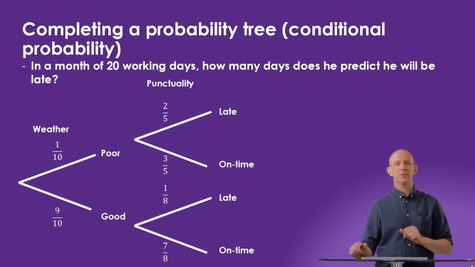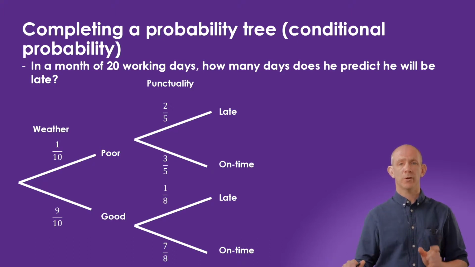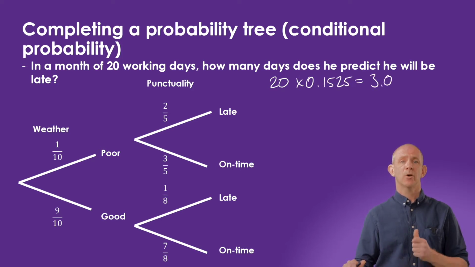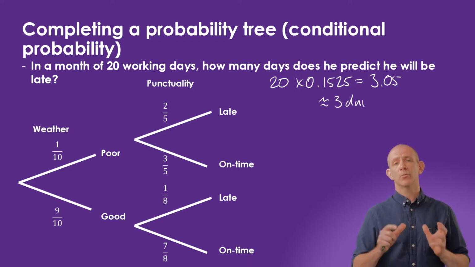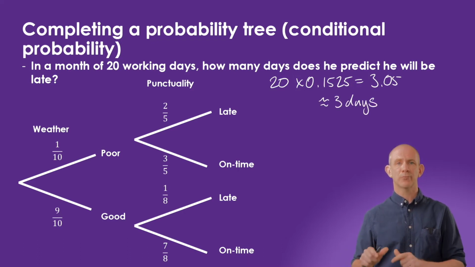Now we're asked how many times out of the 20 work days that he'll be late. And we can use the probability that we've just worked out, multiply it by 20 to predict that. We'll multiply 20 by 0.1525 to get 3.05. So he'll be late roughly 3 days in the month. So the answer to the question is that we predict he will be late 3 days in that month.